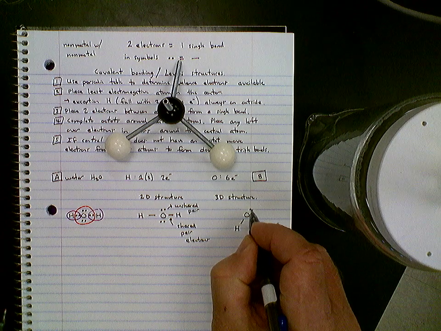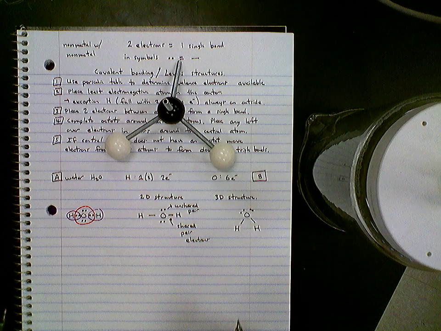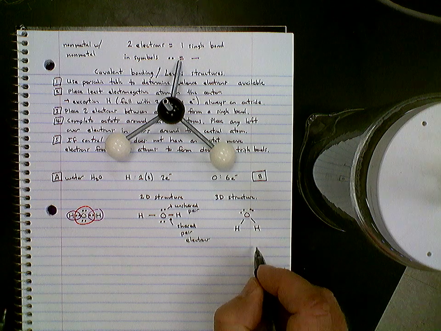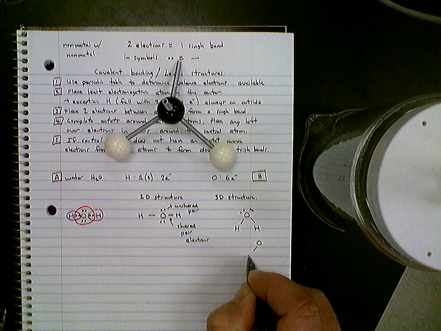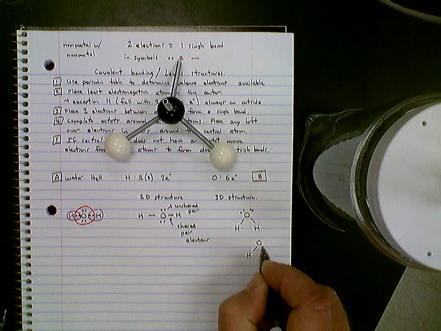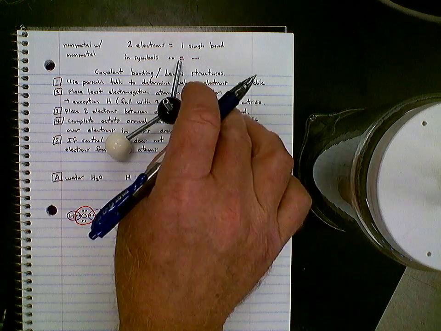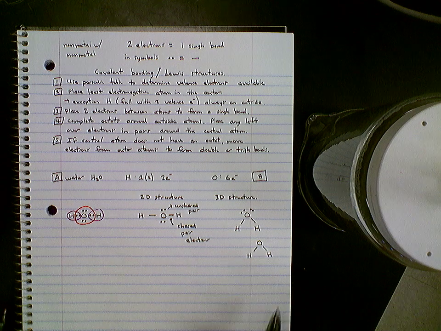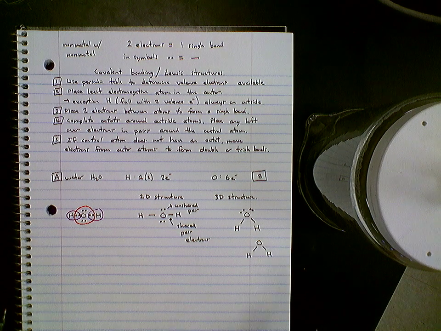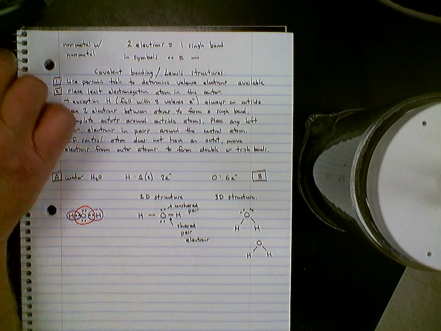In this case, we'll go ahead and draw the unshared pairs up on top of the molecule, but most of the time we just see water drawn like this, where they do not represent those unshared pairs up on top of the oxygen end of the molecule. Okay, that's our first one.